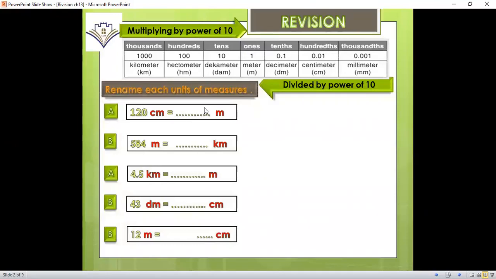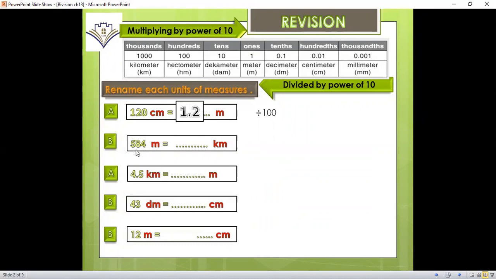Now, look at me. Look at this table. Centimeter to meter. How many? Move it: 1, 2. Then divided by 10 and then divided by 10, meaning divided by 100. Why 100? Because we move two places. Then 120 divided by 100 equals 1.2, because we moved the decimal point two places. 1 and then 2, then the point goes between 1 and 2.